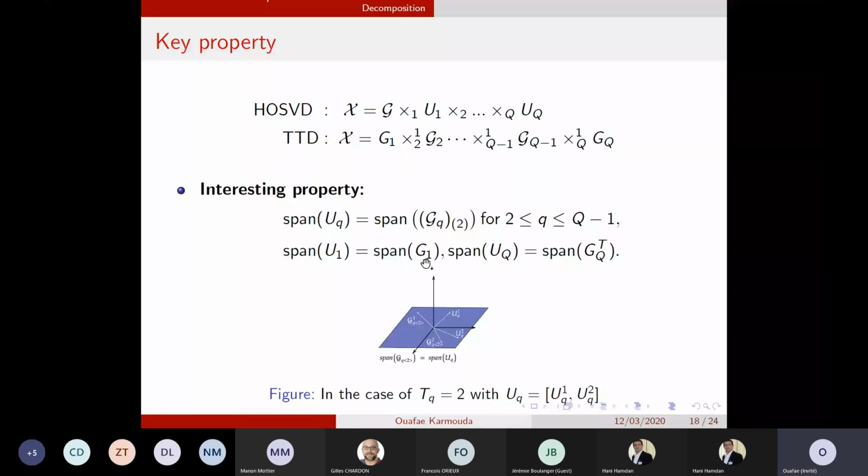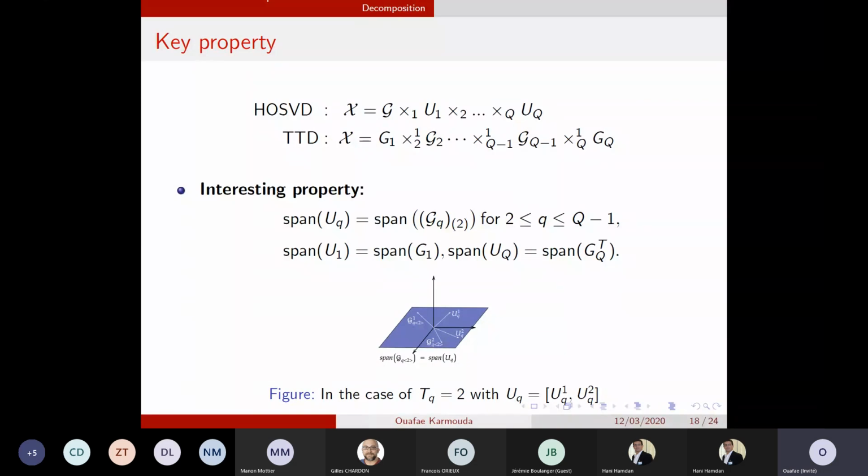Furthermore, U1 and J1 span the same subspaces, and the same thing is true for the matrix UQ and GQ transpose. So here we have an example where all the multilinear ranks are equal to 2. So here we have the matrix UQ that contains 2 vectors, and here the second unfolding of the core tensor GQ that contains 2 vectors too. So here we see that they span the same subspaces.